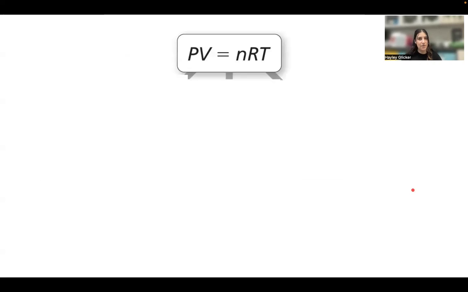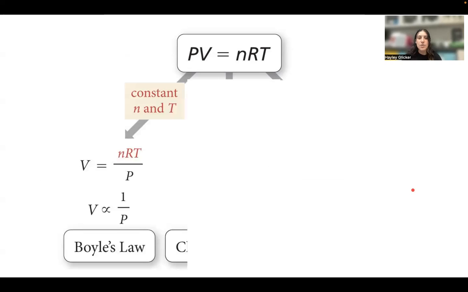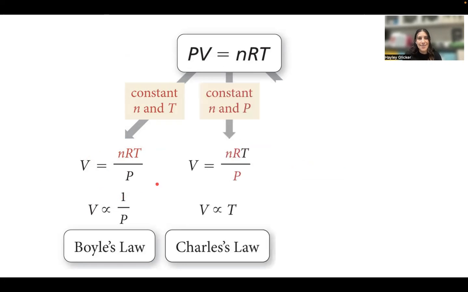So if I take PV = nRT, but say, let's hold number of moles and temperature constant. That means that my number of moles, n, is constant, my R is a constant so it's always constant, and my temperature is also constant. So if I look at the relationship between volume and pressure, I notice that volume is proportional to 1 over pressure, or it's inversely proportional. That's Boyle's law that we already explored in our last class.